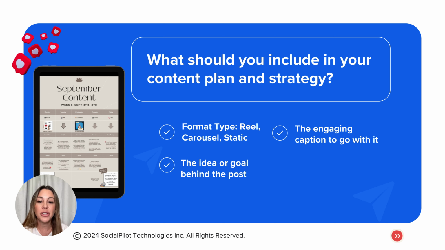So, when it comes to a content plan and a strategy, what should you be including in that? There's three main things that I like to include in my content plan, and I'm going to show you an actual example after we get through this slide. So, first, your format type. You want to know whether you're going to be posting a reel, a carousel, a static image, whatever the post type is, you want to make sure that is clear in your content strategy.